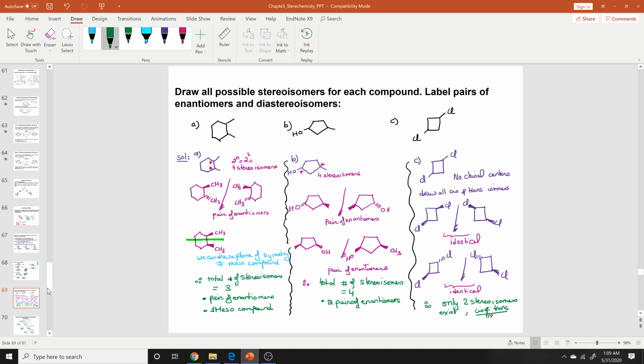If you can draw a plane of symmetry, then the molecule will exist as a meso compound only if it has chiral centers. Only if it has chiral centers. If it does not have a chiral center, and here it doesn't, because these two are the same, then the molecule will exist in its two stereoisomers as cis and trans if it is cyclic.